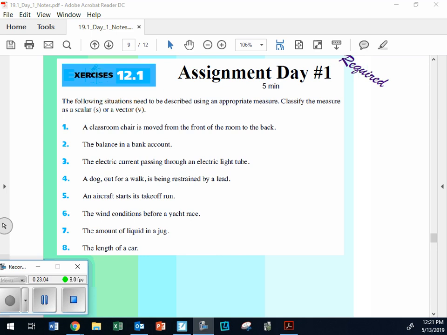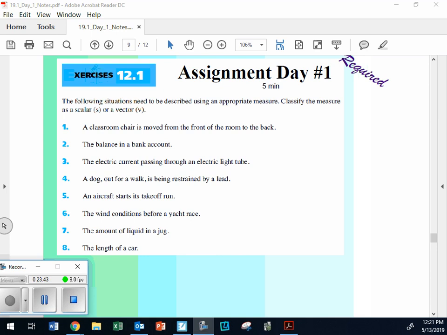Okay, number 1, a classroom chair is moved from the front to the back. Does it have direction? And the distance it moved, wouldn't that be the magnitude? Could it be the weight of the chair too? Yep, but this definitely can be a vector. Number 2, the balance in a bank account. Scalar, good. Number 3, electric current passing through. Does electric current have ways to measure it, like how strong it is? Yep, so that's got magnitude. Does it have direction? Yeah, it's going through this tube. So the electricity is moving in a direction, and so it's got direction and magnitude. So that's not a scalar, it's a vector.